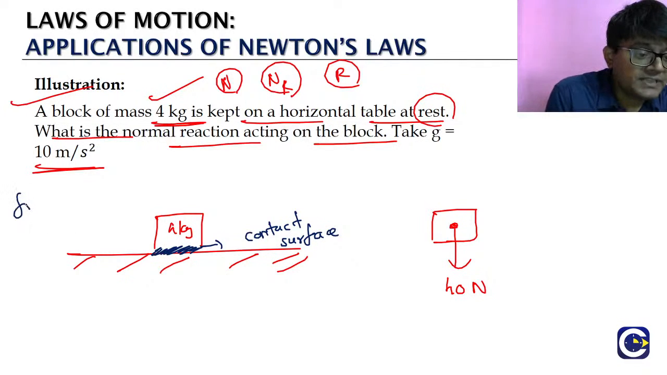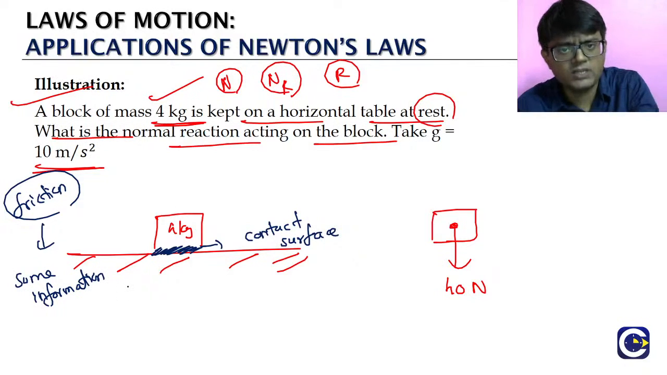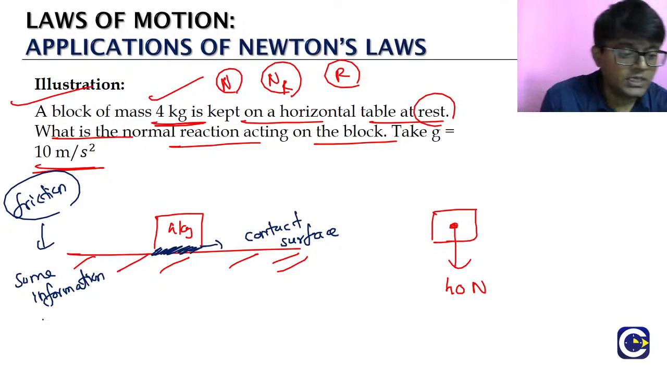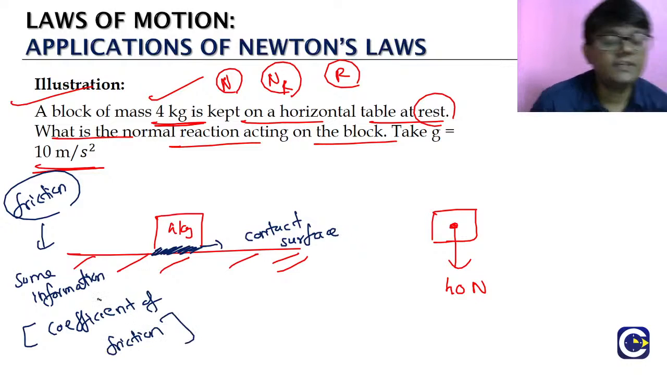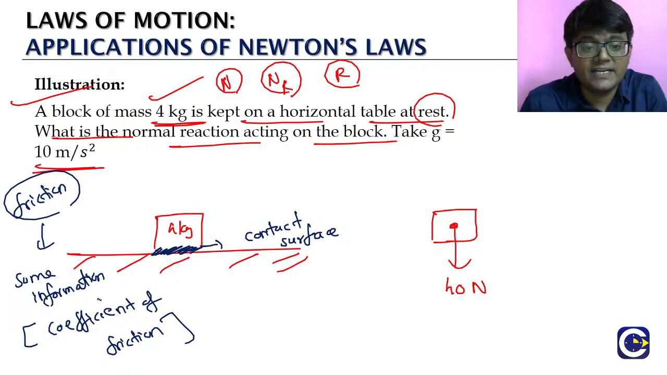Keep one thing in mind. If there is friction, then they have to give us some information. What is that information? When we go to the problems involving friction, we will be able to know. Generally, we call it the coefficient of friction. So they should give us the coefficient of friction. Only when they give that will we be able to use the idea of the frictional force.